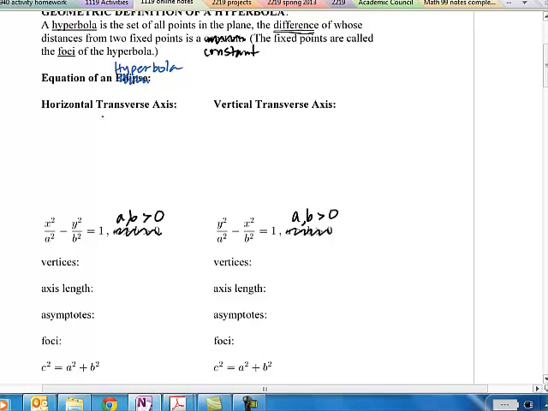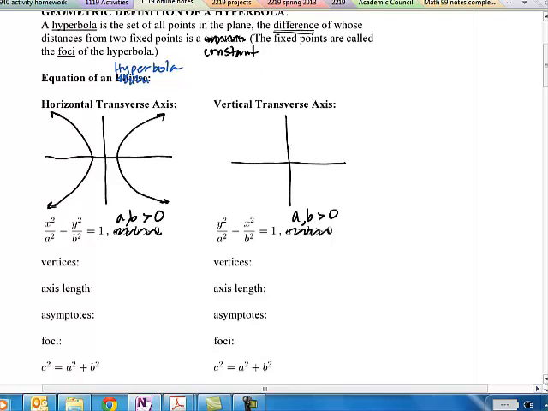The variable that comes first is going to determine which way the graph will open. These graphs are going to have two branches. If x squared is first, then the graph will open in the horizontal direction. And if y squared is first, then the graph will open in the vertical direction.